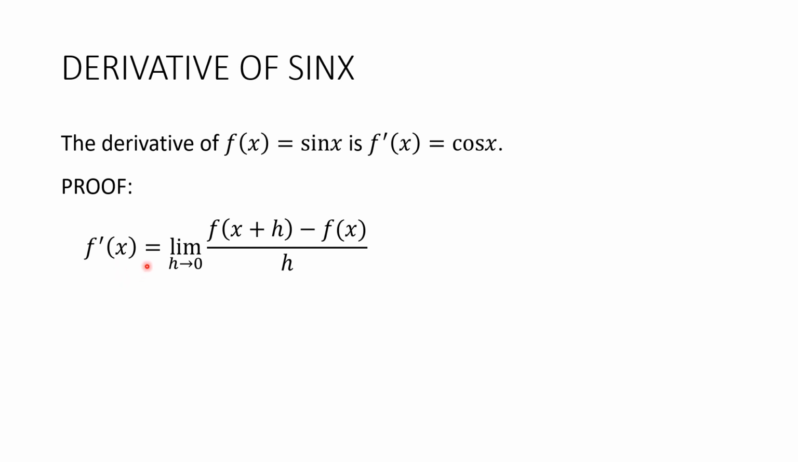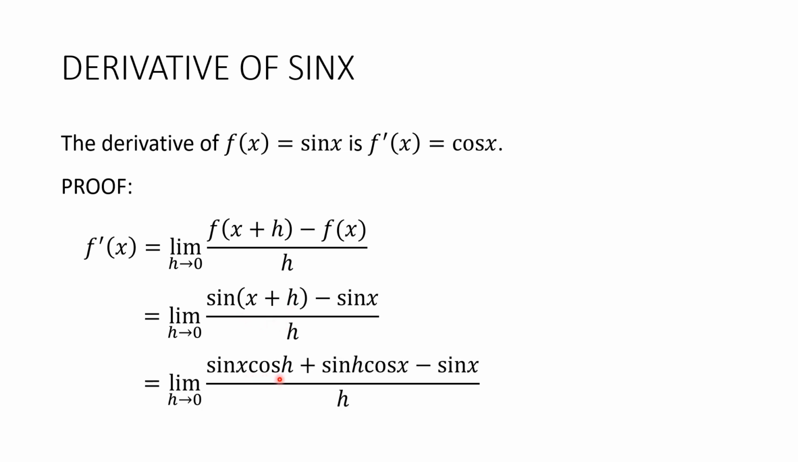f dashed of x is equal to the limit as h approaches 0 of f of x plus h, take away f of x, all over h. And here's my function. f of x is equal to sine x. So I'm going to substitute x plus h in here, and then x, and then divide by h, like this. Now here's the extension 1 part. We need to be able to expand this. So hopefully you remember that this is sine x cos h plus cos x sine h. So I've expanded that out.